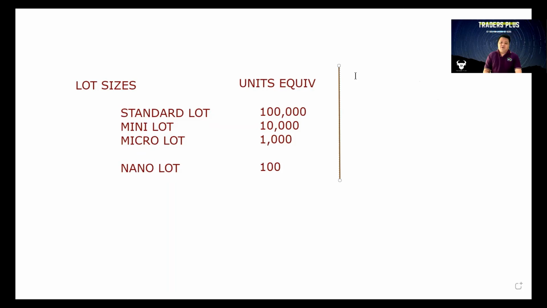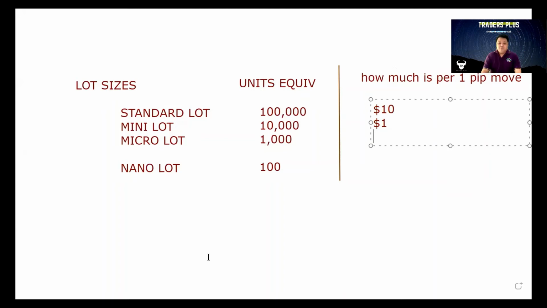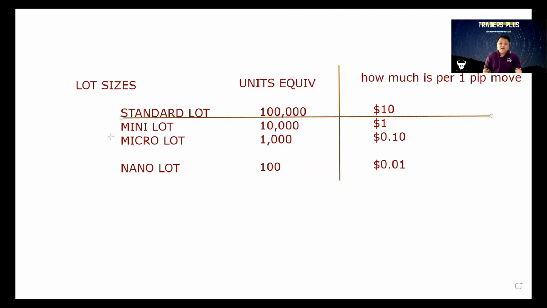Okay? But in most cases, 1 pip is $10 per pip, per lot. Okay? So how much is per pip? Per 1 pip move. Okay. So dito sa standard lot is $10. Okay? For mini lot, each pip is $1. So in micro lot, each pip is 10 cents. Okay? And in nano lot, each pip is just 1 cent. Okay? So, yun ang kagandahan ng ikaw ay naka-nano lot kapag maliit lang yung pera mo.